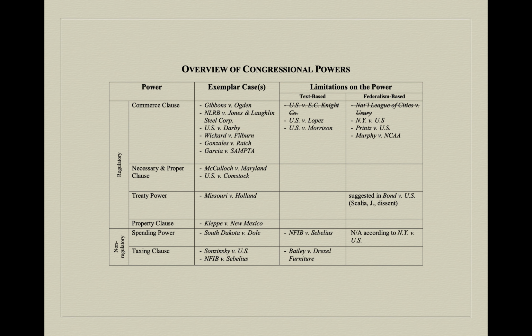And when it turns out not to be a real choice, then those statutes are struck down, like Sebelius, the healthcare case under the spending power, or Bailey versus Drexel Furniture, where a tax turns into a penalty. But because they're non-regulatory, they are not subject to the federalism-based limitations, right? Because if it represents a true choice, then the state isn't being coerced, the state isn't being commandeered.